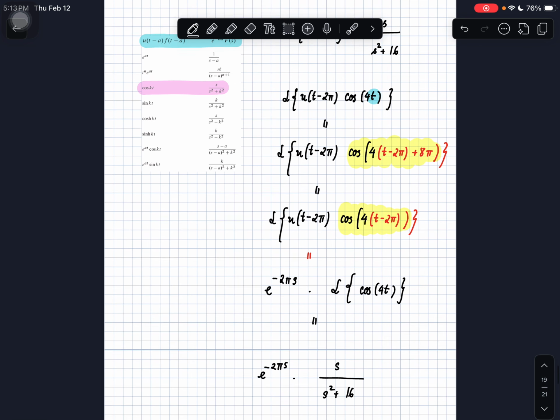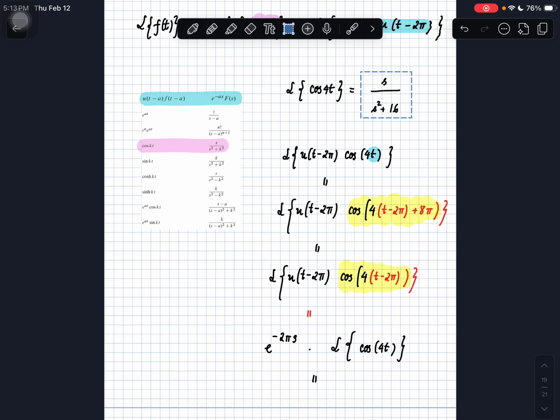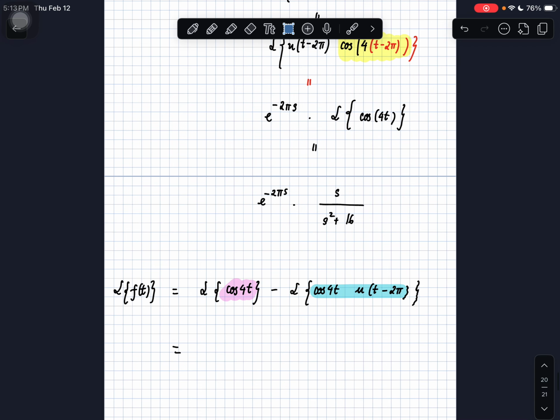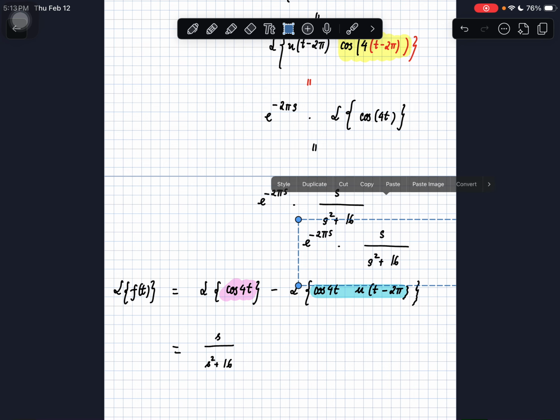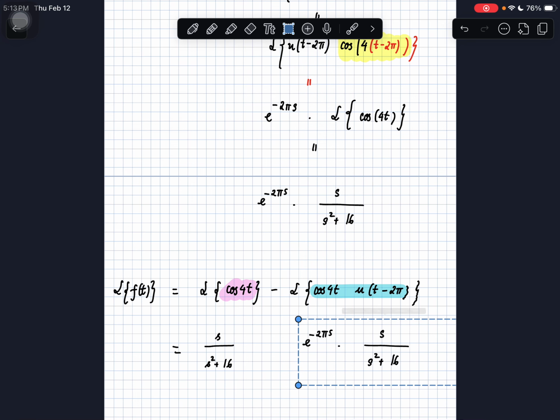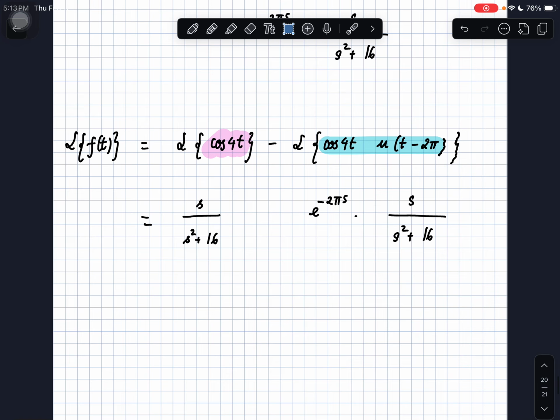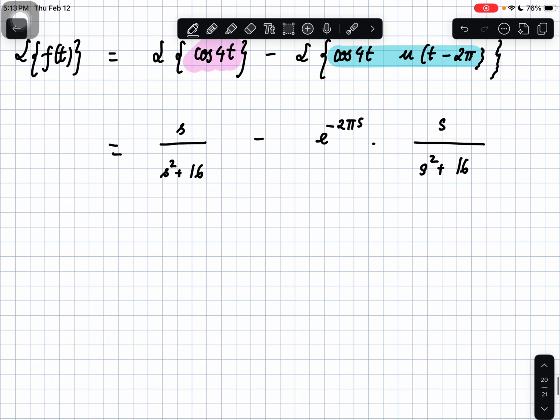The first term is s over s squared plus 16. The second term is this one. You can just let it be, or you can group it: s over s squared plus 16 times (1 minus e to the minus 2πs).